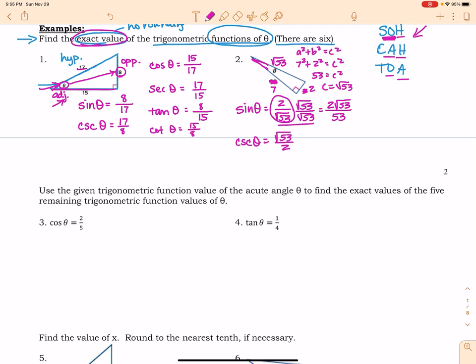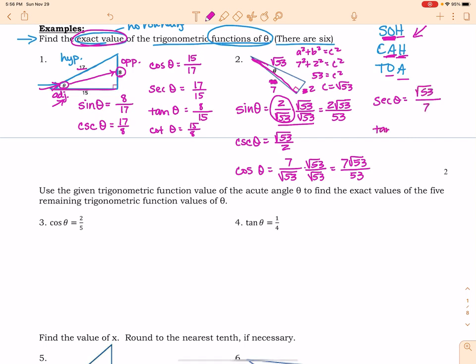Life is good. Okay, the next thing is cosine theta, and that is going to be adjacent over hypotenuse, so the adjacent side to theta is 7, and the hypotenuse is the radical 53. Again, I'm going to rationalize this. Oh, man. My handwriting is so sloppy sometimes. It's so embarrassing. Okay, now the reciprocal of that is secant theta. So that's going to be radical 53 over 7.